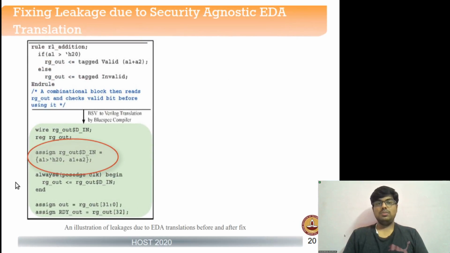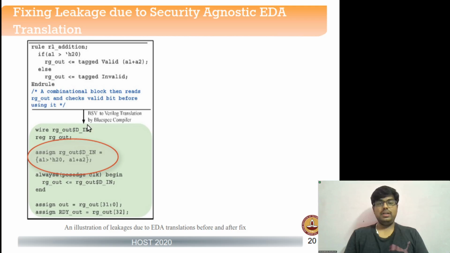So this is the piece of code that is written in our reference platform. It is written in BlueSpec SystemVerilog. I'll go through this code. When this condition A1 greater than 20 holds, we are setting tagged valid A1 plus A2 into this RG out register. If this condition fails, we set this RG out register as tagged invalid.